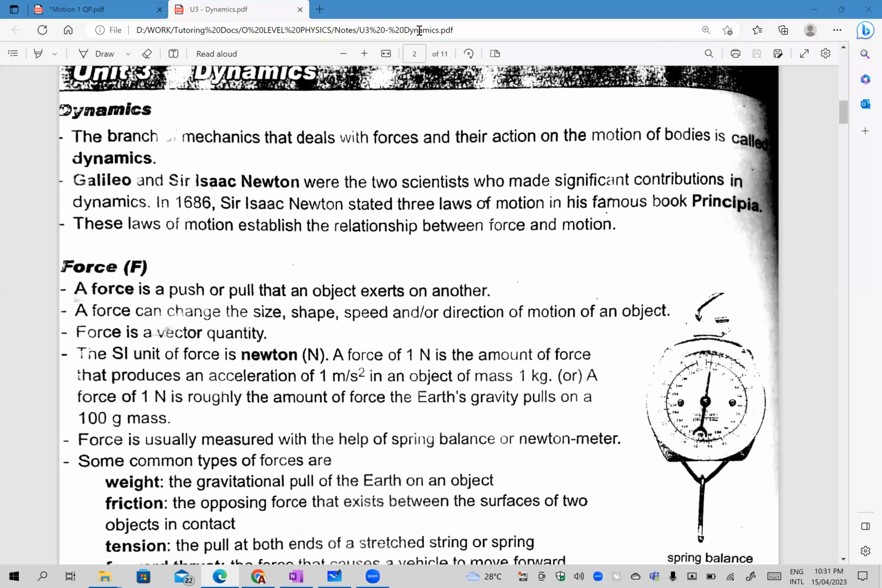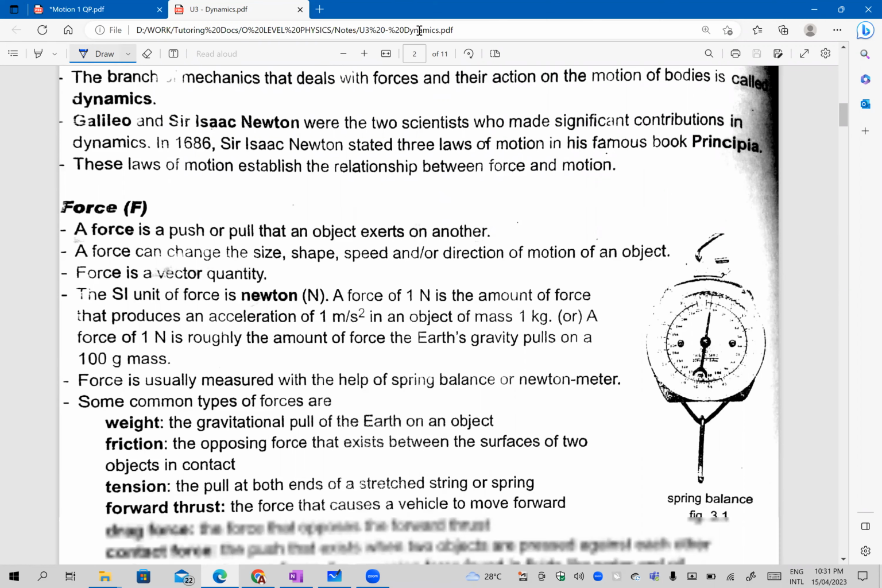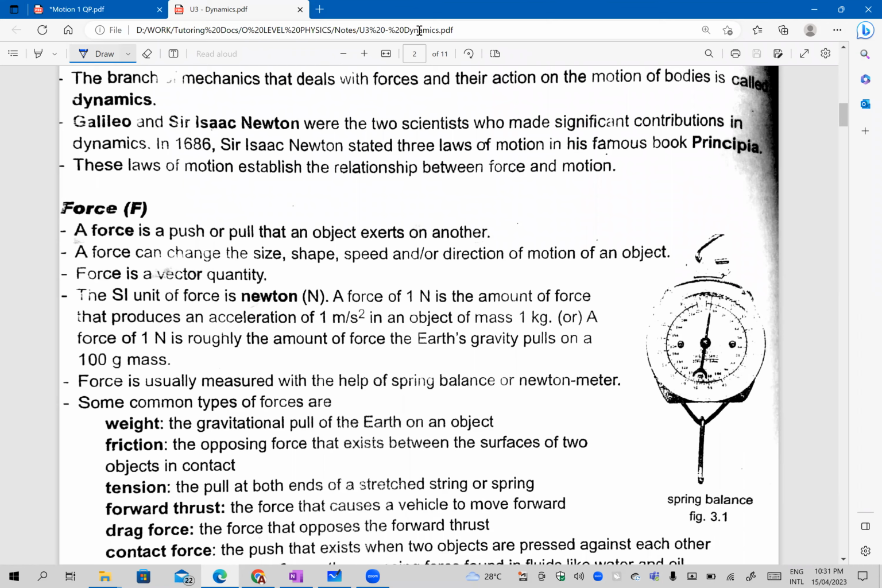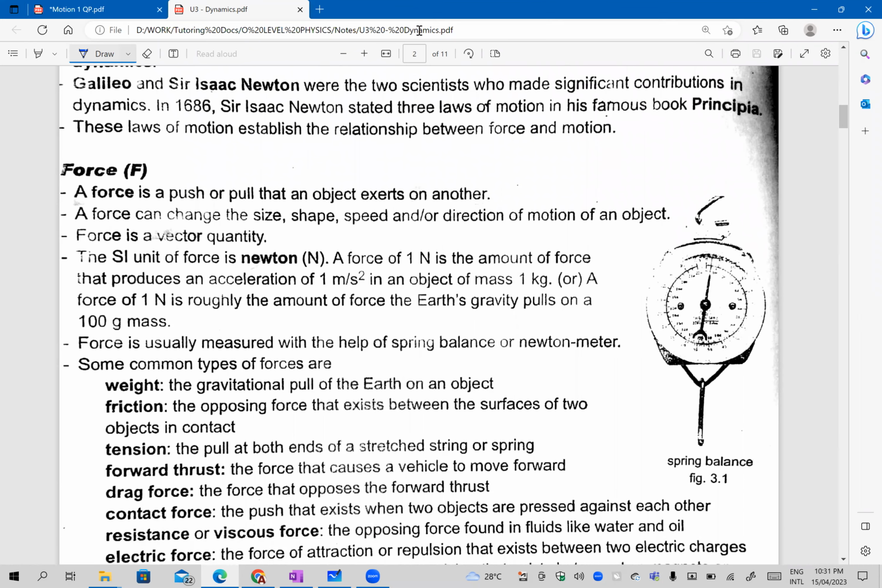All right, so guys, we're studying dynamics today. Dynamics is also a branch of physics that specifically deals with forces and their actions on the bodies that are in motion, right? So let's learn the basics of forces first of all. From the very basic definition, a force is explained through a push or a pull on an object, right?